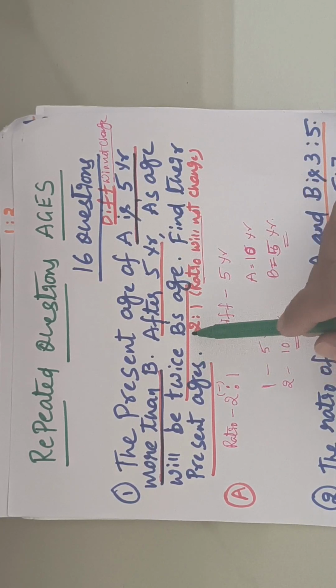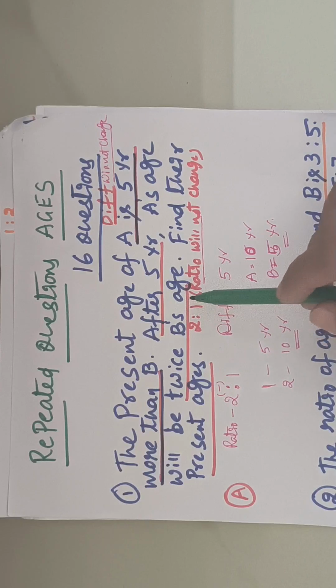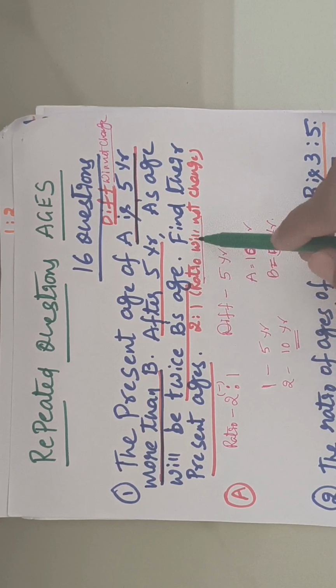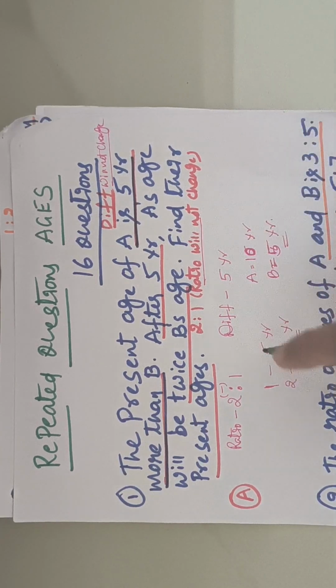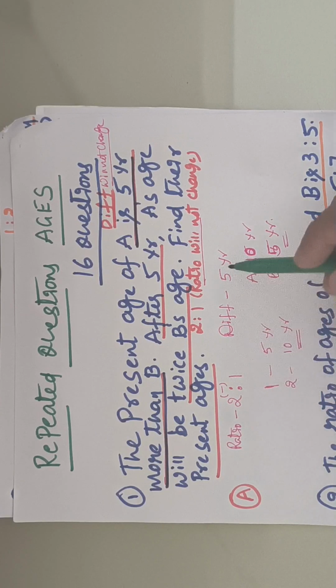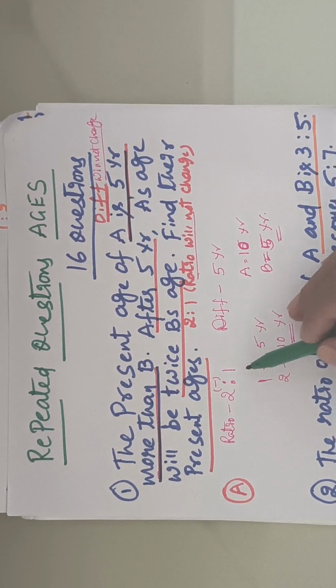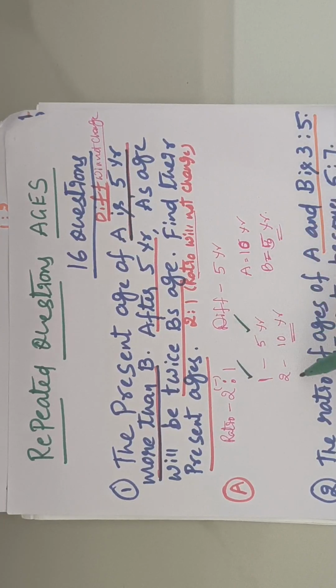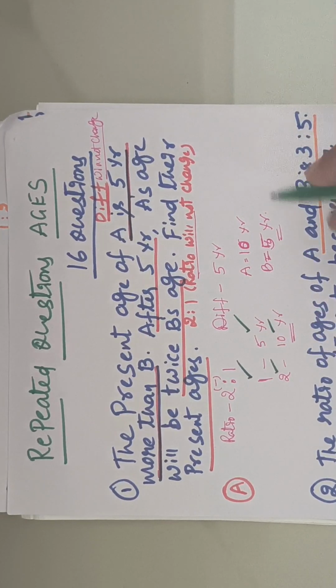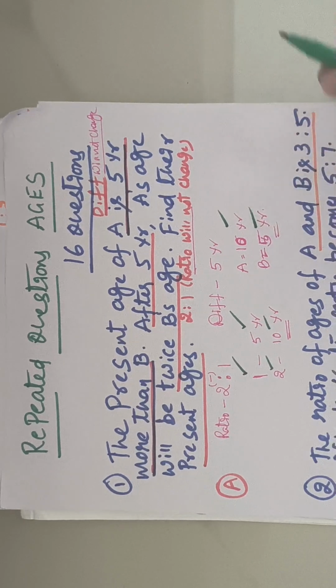After 5 years, A's age will be twice B's age. The ratio is 2:1, twice B's age. The ratio will not change. Since there is a difference of 5 years and a ratio of 2:1, we will take the difference in ratio. That is, one part is equal to 5 years, then two parts is equal to 10 years. So A's age is 10 and B's age is 5.